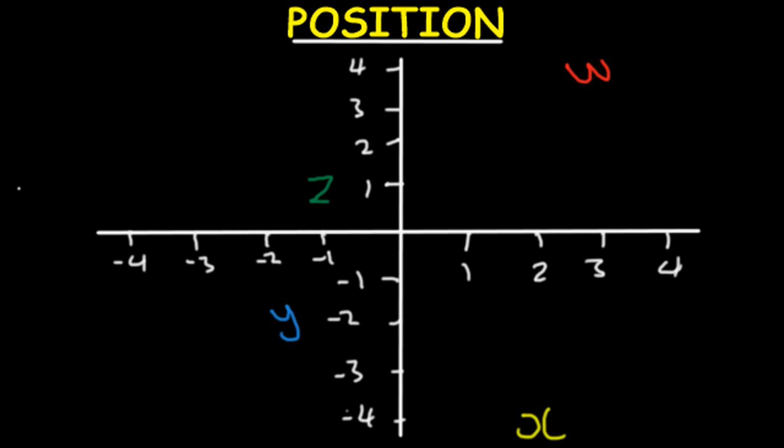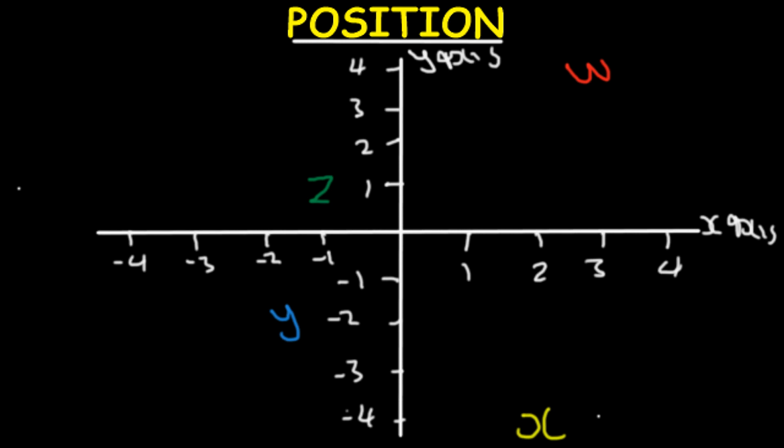So here is another example. We have 4 different points located in a plane, between 2 different directions. We have the x coordinate and y coordinate. So this is the y axis and this is the x axis. And we have 4 different points or bodies located here. How can we specify the position of these points or bodies?